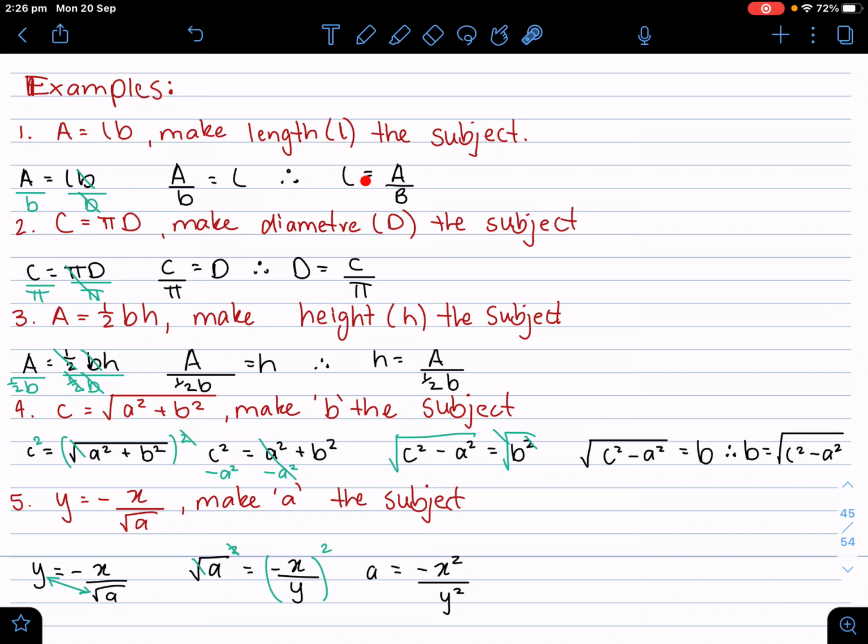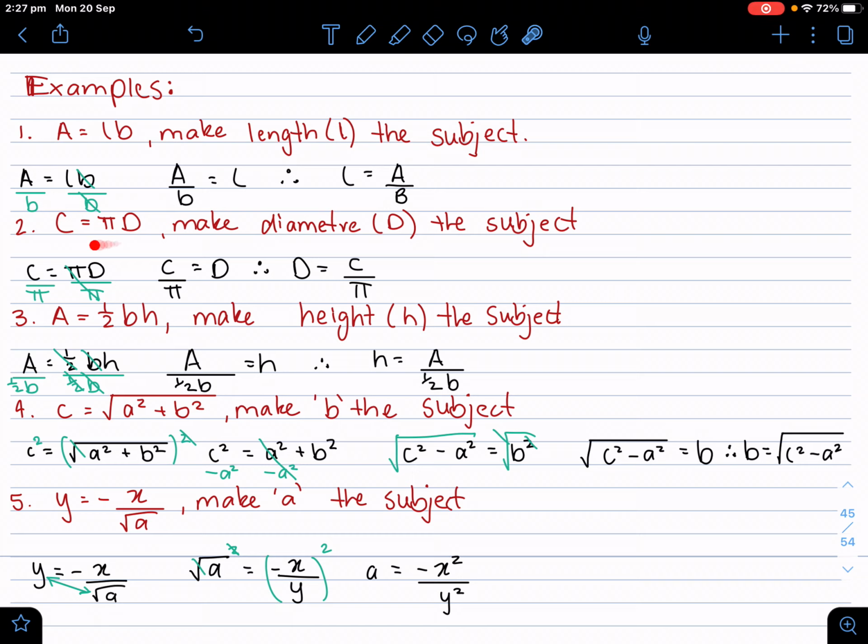Now you'll notice I've made L the subject. L is by itself on one side of the equals. And that's what making the subject of a formula is all about: getting that letter or variable or symbol by itself on one side of the equals. Let's go on to example 2.